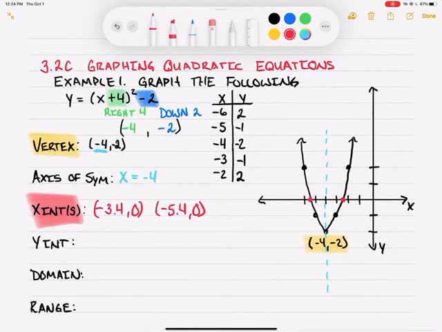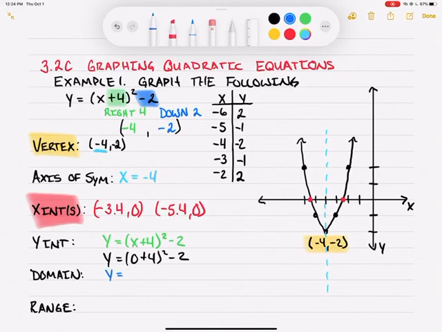My y-intercept is where my graph crosses the y-axis, and it doesn't look like it does cross the y-axis, but in all reality, quadratics will always cross the y-axis, so we're going to have to find this on our own. What I'm going to do to find my y-intercept is take my equation, and I'm simply going to trade the value of x for 0, so y equals 0 plus 4 squared minus 2.